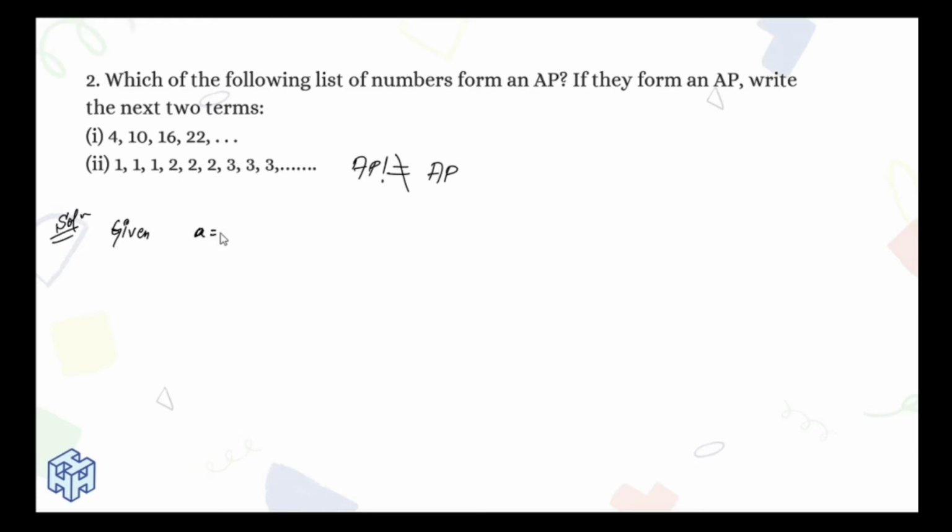So given, they have given the first term, that is 1, and now we need to find the common difference, right? So for the common difference, we can just take it as T1, T2, T3, T4, right? So we'll take T2, T3 and T4, okay? So T3 minus T2 is equal to 1 minus 1, which is equal to 0. Now I will take T4 minus T3. So that is 2 minus 1, which is equal to 1. 0 is not equal to 1, therefore it doesn't form an AP, right?